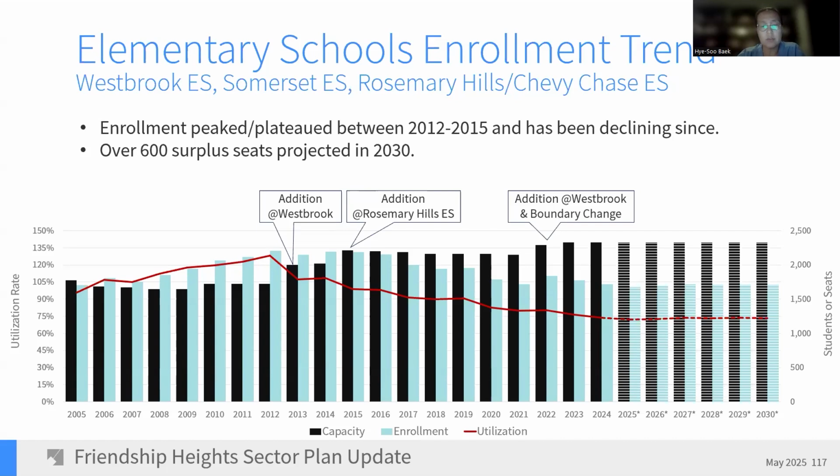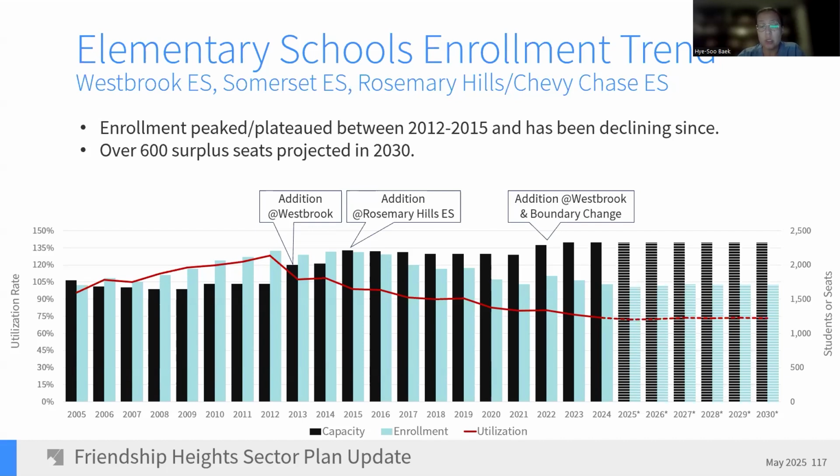As you can see, for elementary schools, enrollment peaked and plateaued between 2012 to 2015, way before the pandemic, which is contrary to what a lot of people believe. In the meantime, there has been multiple capacity additions over the years in the area, leading to a huge surplus of elementary school seats.